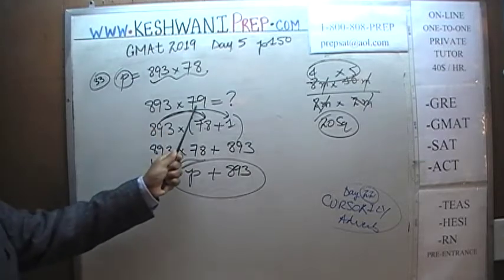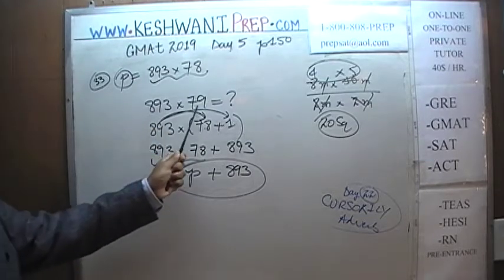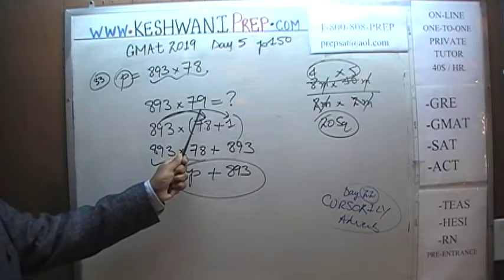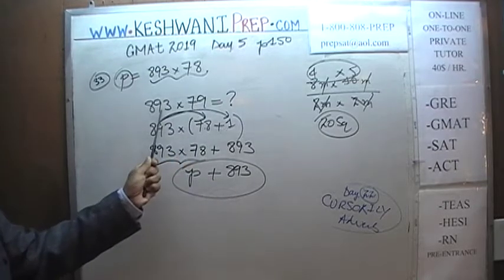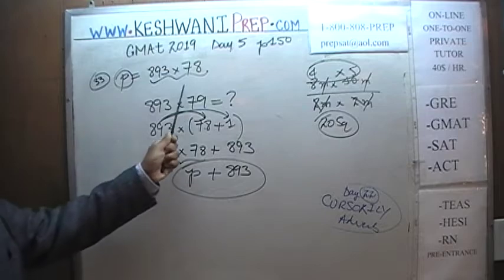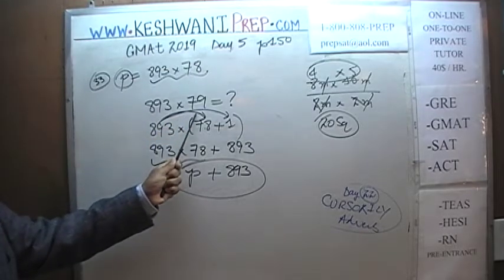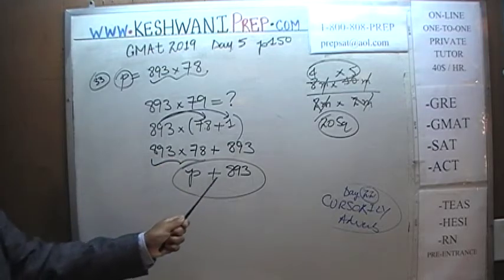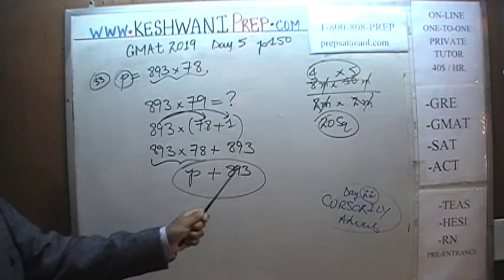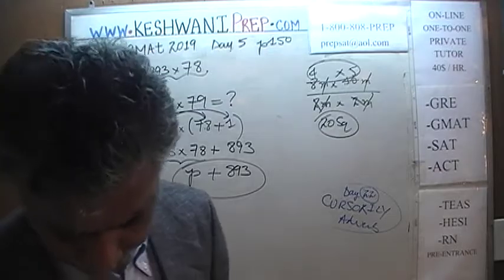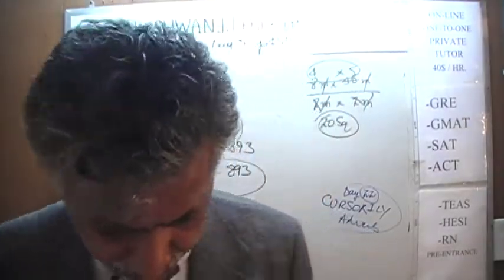Here we have 79. We have one more. You see right here, we have one more 893. Instead of 78, 893, we have 79 of them. So whatever the P was, it's just going to be one more 893. That's all. The answer is D.